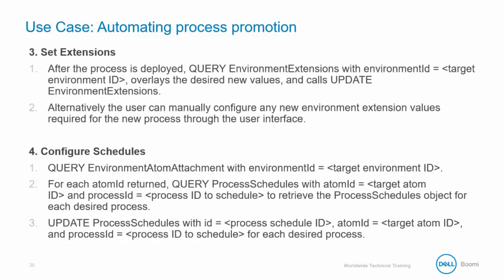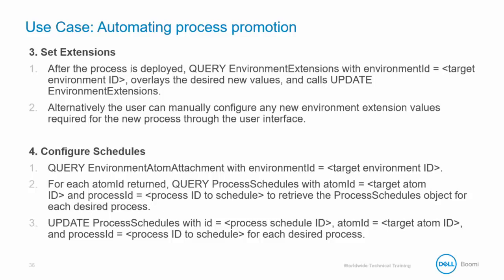The third step is to set extensions. After the process is deployed, you can query the environment extensions object with the target environment ID, and this overlays the desired new values and calls update environment extensions. Alternatively, the user can manually configure any new environment extension values that might be required through the user interface.